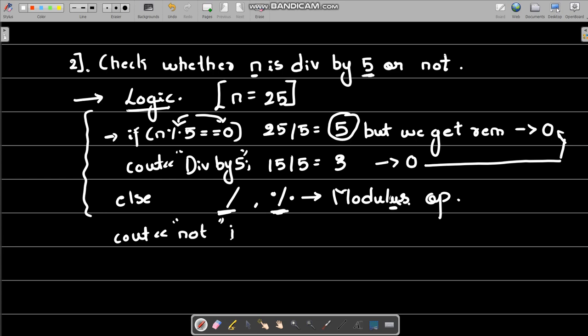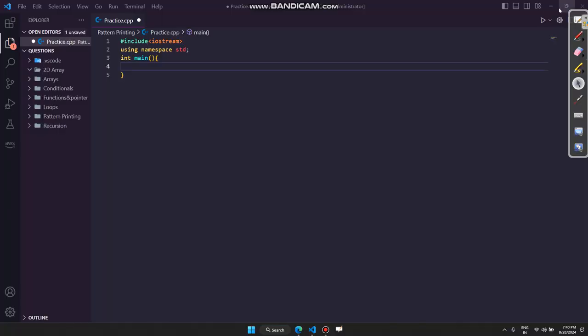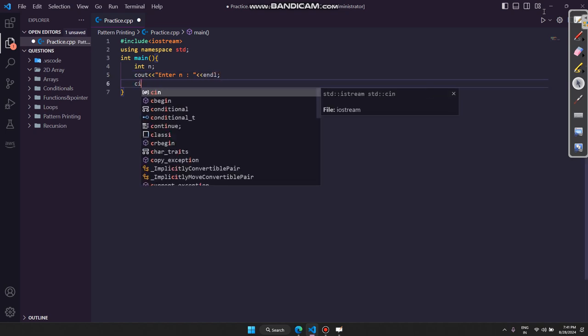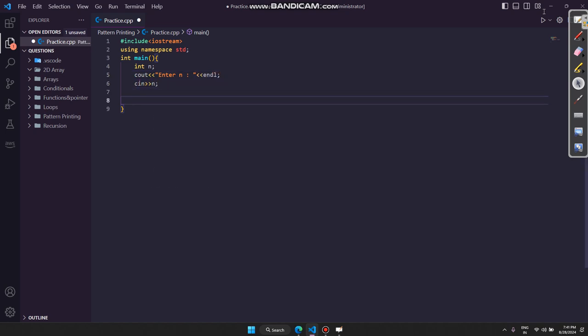I think everybody understood how I am thinking about the code. Mostly this is very easy. I will make another video on how I think about other questions. This was LKG level. Now I will write the divisible by 5 code. So int n, cout enter n. Actually not even LKG, sorry.